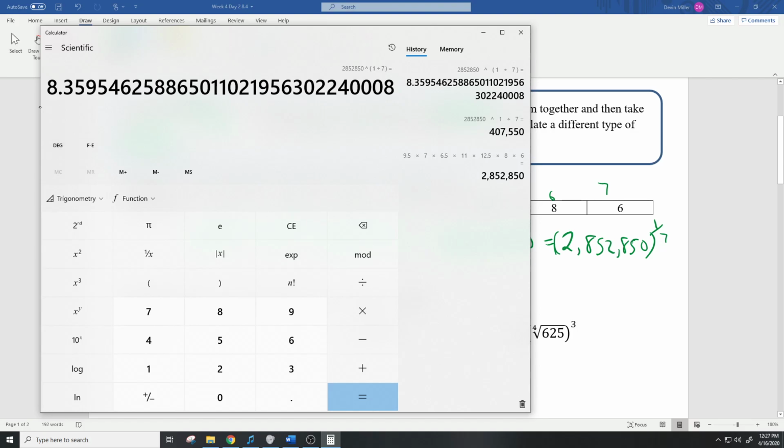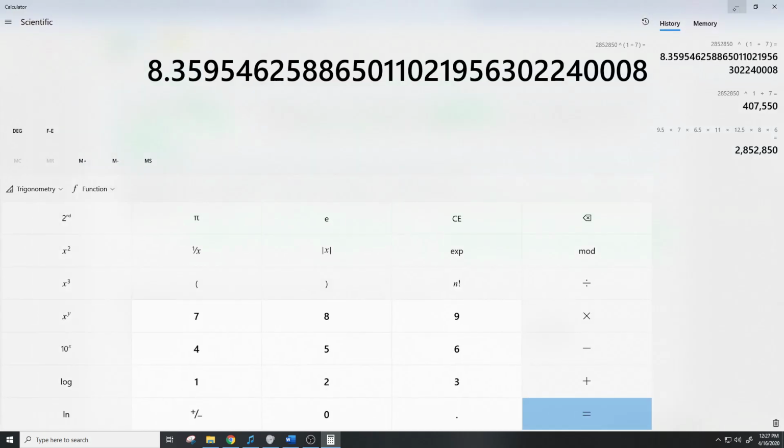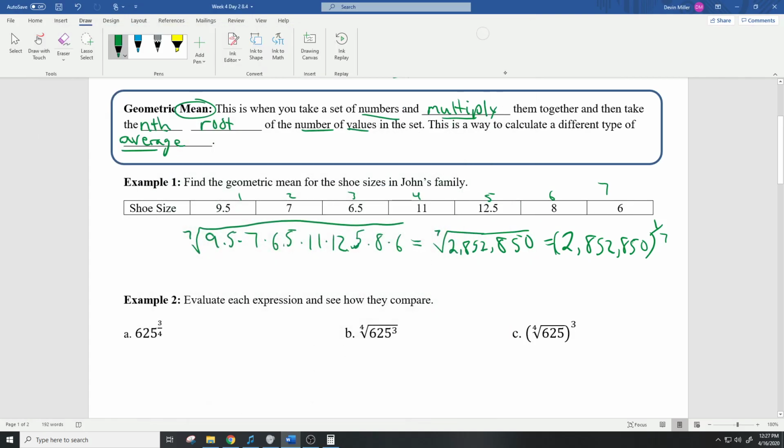So we'll round this to, say, 2 decimal places, 8.36. And that's the geometric mean. And if you look at all the numbers that we started with, it is pretty close to probably being the middle number, 8.36 out of all those ones. So it's a different type of average.